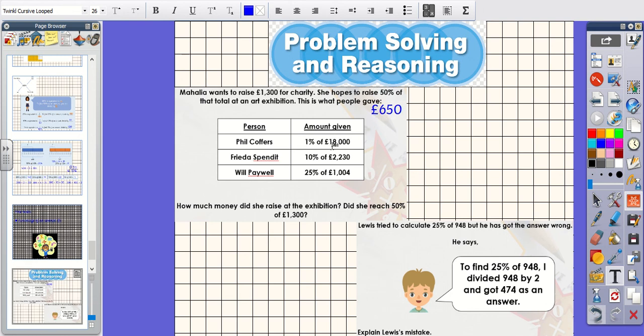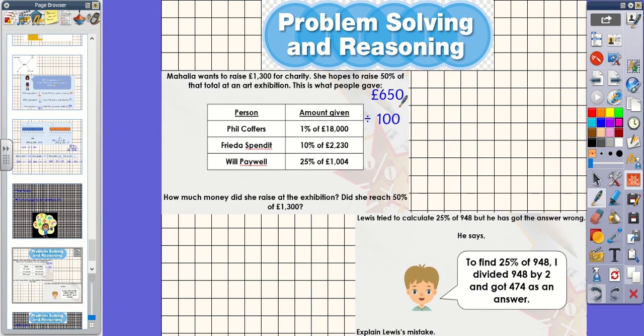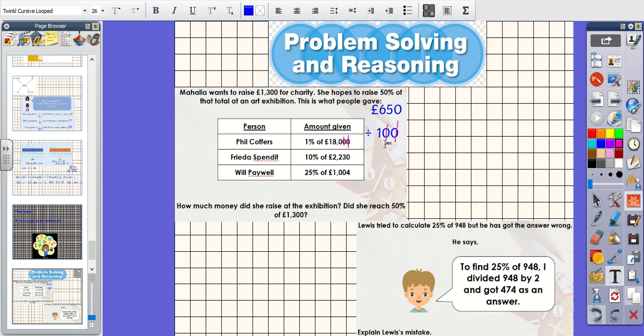Now, Phil Coffers gives 1% of 18,000. Now, we know if it's 1%, we need to divide by 100, okay? I can see some hundreds on that 18,000 there. I can see 2 zeros on my 100. Cancel that out, cancel that out. How much money has Phil Coffers given us? He has given us £180.